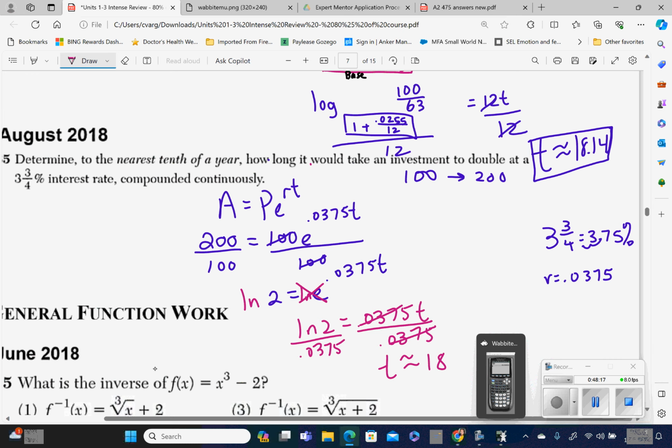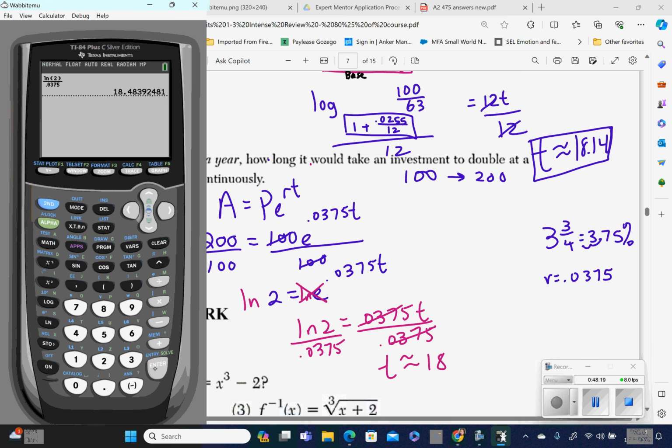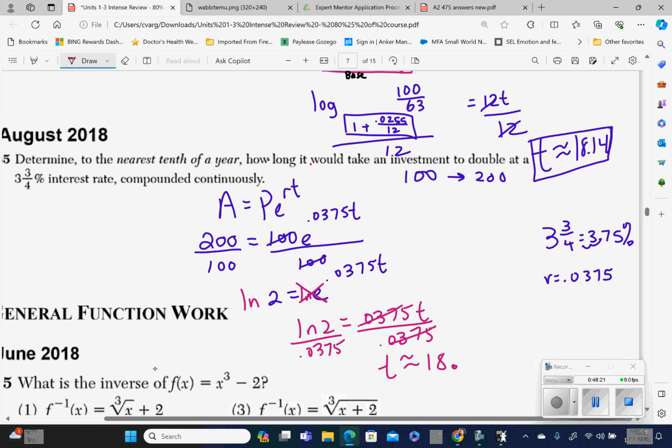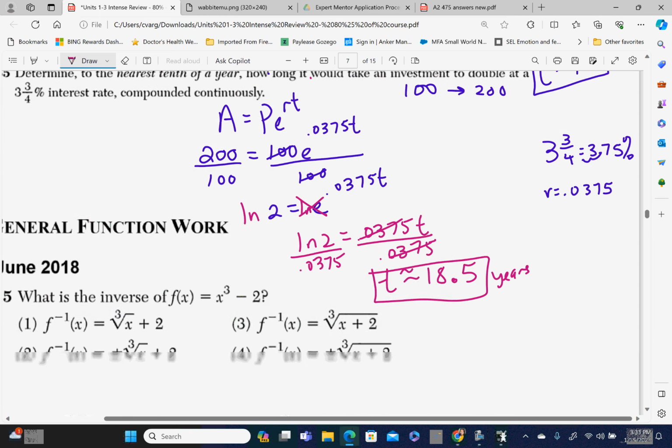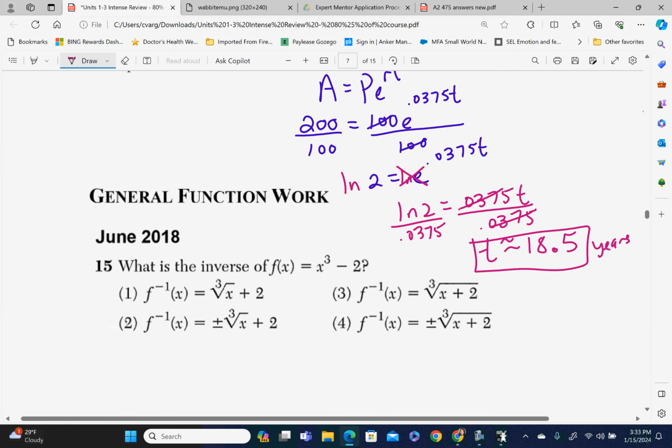Why do they love 18 so much? I don't know. Where's my calculator? 18.5. 18.5 is going to be our how long in years. All right. Cooking with gas.